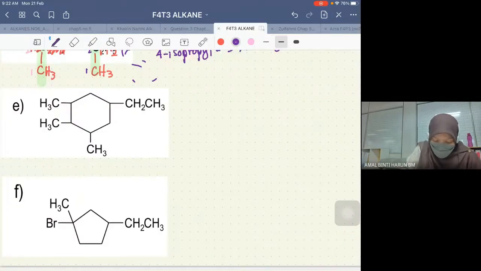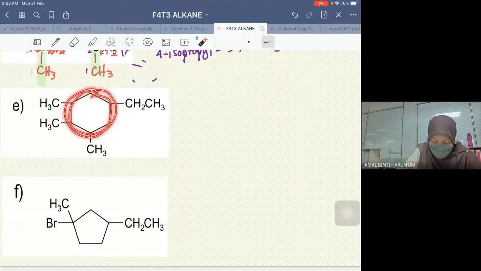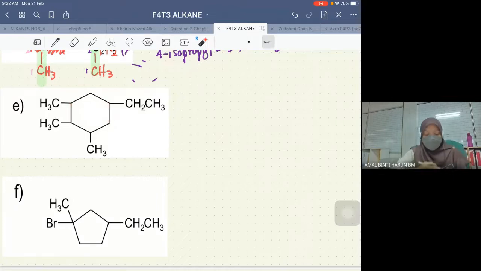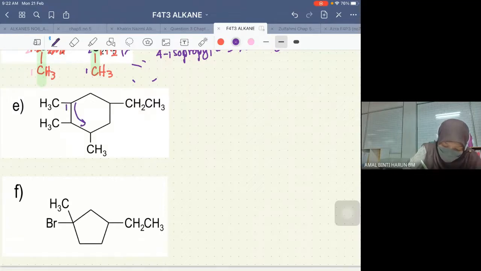Next, E. Okay, now the longest carbon chain you can see here is the cyclohexene. So we choose the cyclohexene. Tapi nak numbering daripada mana? Okay, you boleh pilih 1, 2, 3, 4, 5 ataupun 1, 2, 3, 4, 5. Okay, kalau clockwise, try satu-satu lah. Kalau ni kan, ke bawah ni, 1, 2, 3, 4, 5.